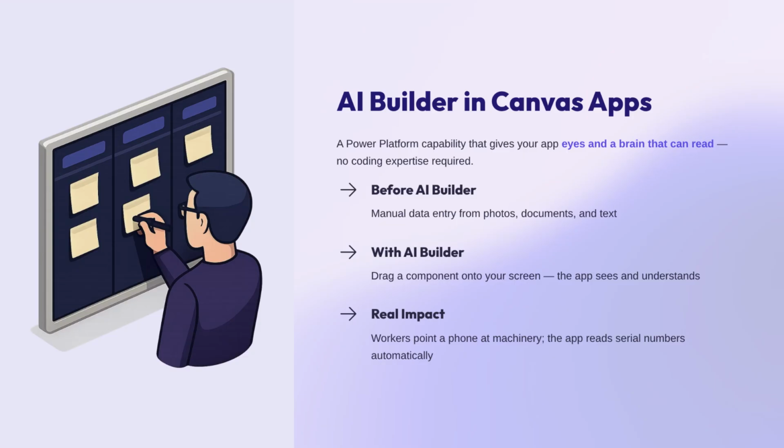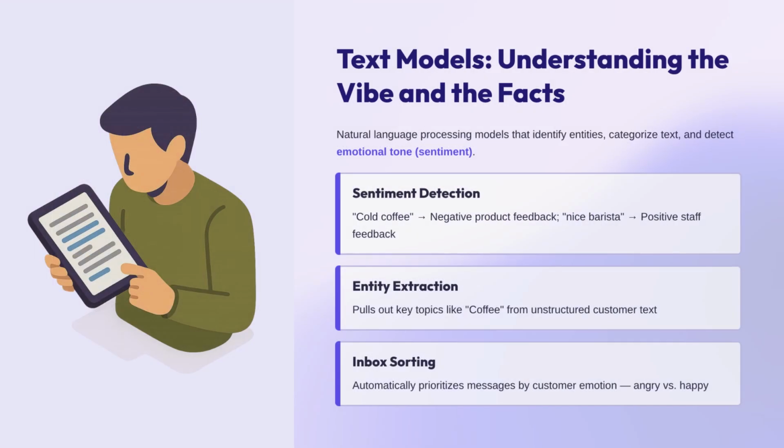So, now that we've mastered the idea that our apps can see and read, you might be wondering about the specific tool we use when we want the app to look at a messy pile of words and find the hidden meaning. Well, that brings us right into our next step, which is text recognition and sentiment analysis. This brings us to text models.